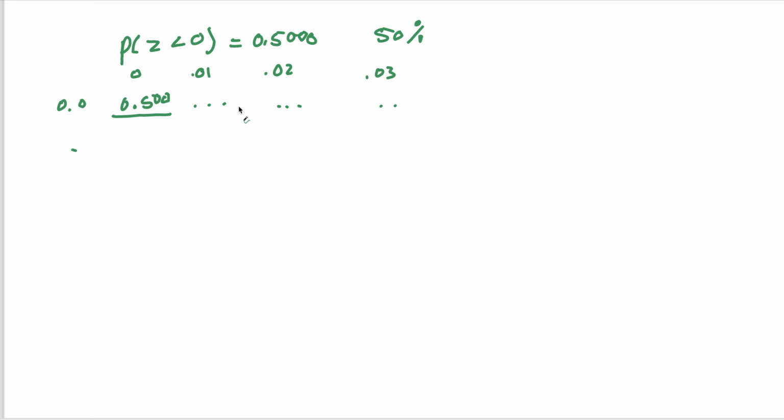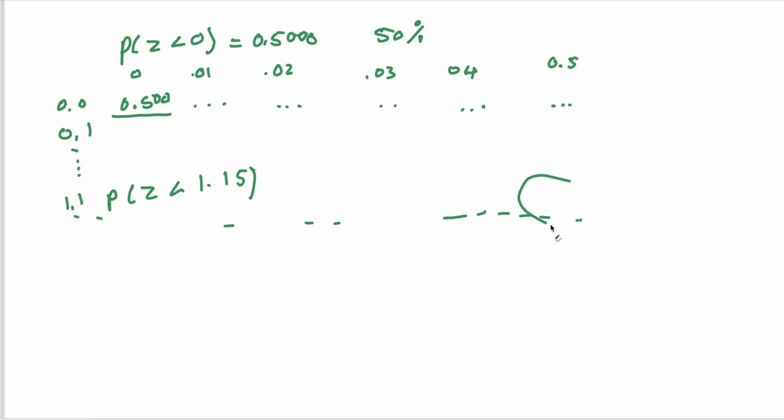So now if you continue with working out the other values, for instance, the more interesting one is P of Z less than 1.15. For this one, you're going to have to move on to 1.1, and then you move on to the fifth block, which is about here, 0.04, 0.05. So you have to move on to the fifth block, so it'll correspond with this one. Now you have to focus on this answer.